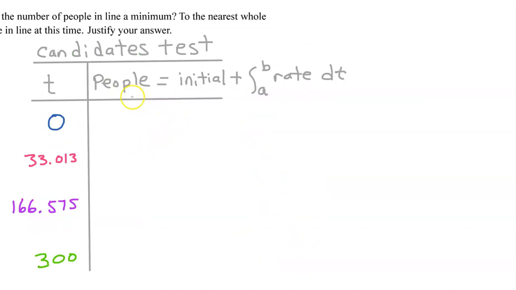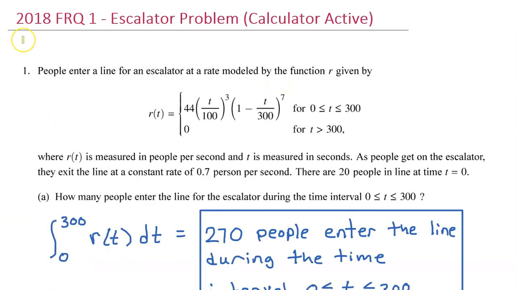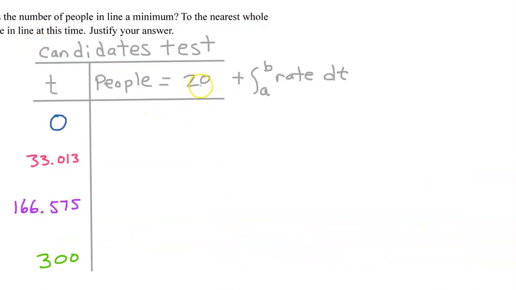Once again, the first fundamental theorem of calculus tells us that the end amount will equal the initial amount plus the integral of the rate. In the setup, we were told that there are 20 people in line at time t equals 0. So that is the initial amount. So there's your initial amount of 20 people.